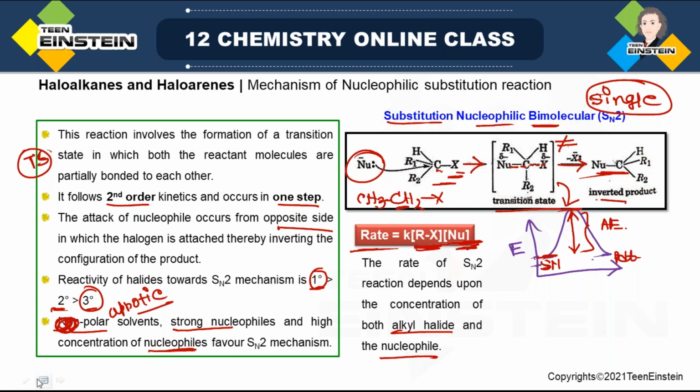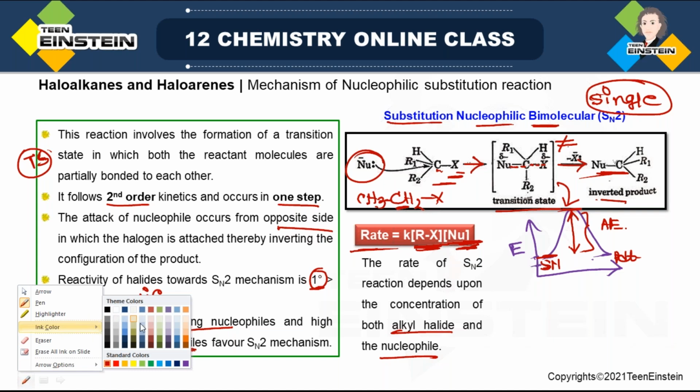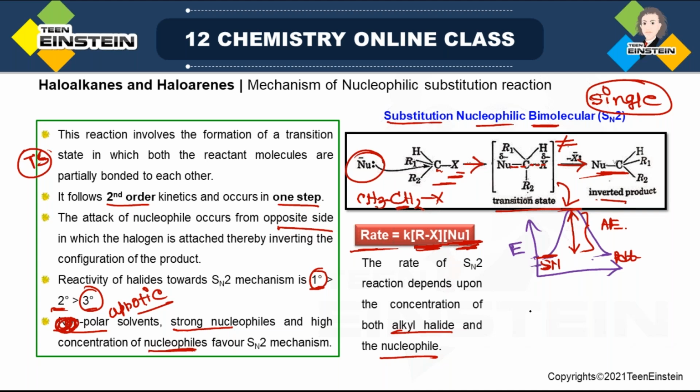Okay, and if we see what the energy profile diagram is for SN1. Now SN1 involves two steps. So there will be two transition states. Okay.